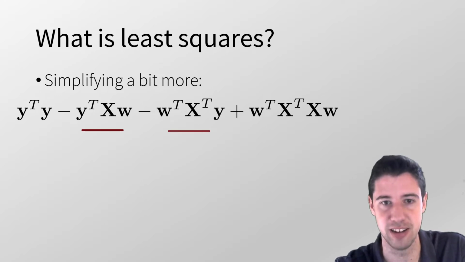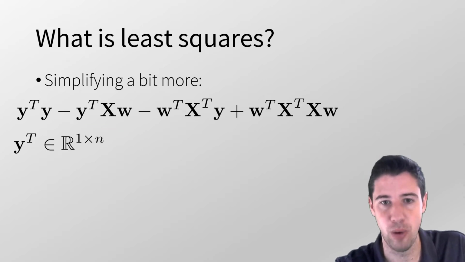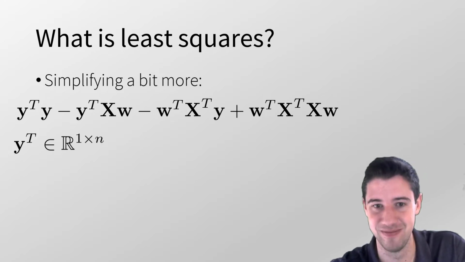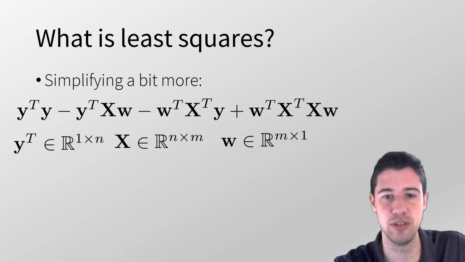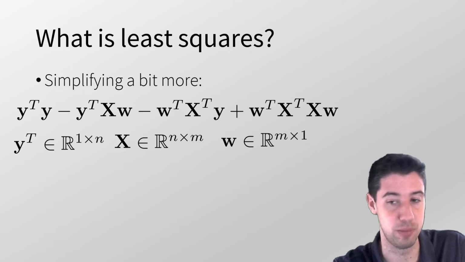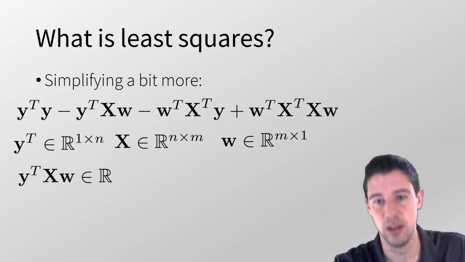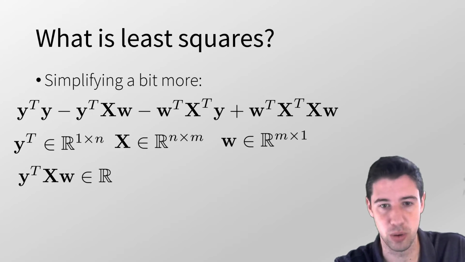Specifically, let's look at the second term, y transpose xw, and calculate its dimensions. We know that y is an n by 1 vector of outputs, thus y transpose is a 1 by n vector. We know that x is an n by m matrix where each row corresponds to a set of inputs. Finally, we know w is an m by 1 vector of weights that are applied to the inputs. So if we go through the matrix multiplication, 1 by n by m by m by 1, the output of the overall quantity is 1 by 1, or in other words, a scalar.